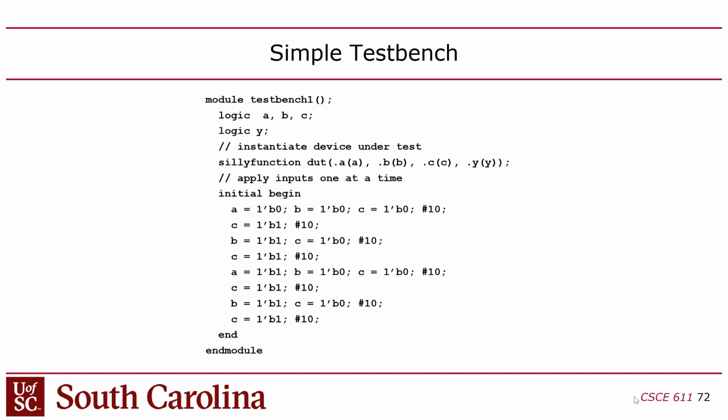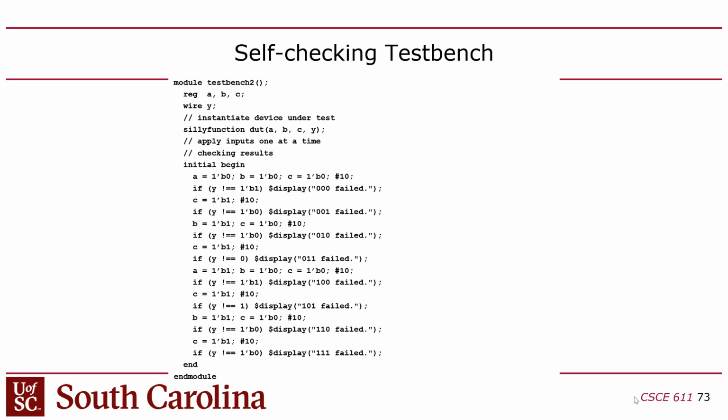Okay. The problem with that though is I have to debug it with the waveform. I can add self-checking to this by just adding an if statement after each one of those assignments and delays. So I do the assignment and the delay, and then I check to see if y, the output of the DUT, equals what it should equal based on the way I think it should be working. And if it doesn't, I can put a $display and say that one of the test cases failed.